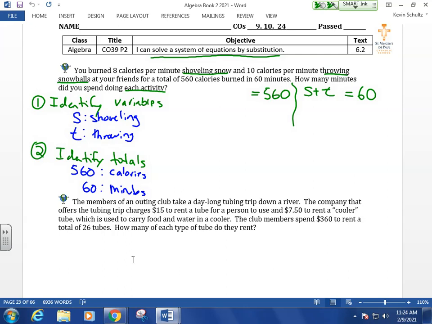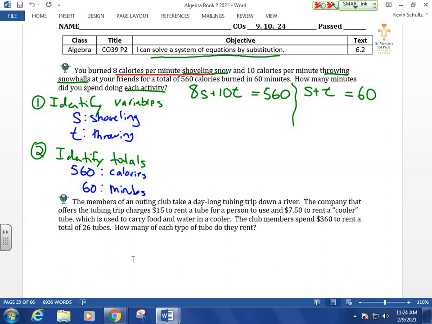Now for the equation with the calories. What do you think this one's going to look like? Quinn. Would it be 8s plus 10t? 8s plus 10t equals 560. Where does the 8s and the 10t come from? How many calories per minute? Right, that 8s, 8 calories per minute shoveling.